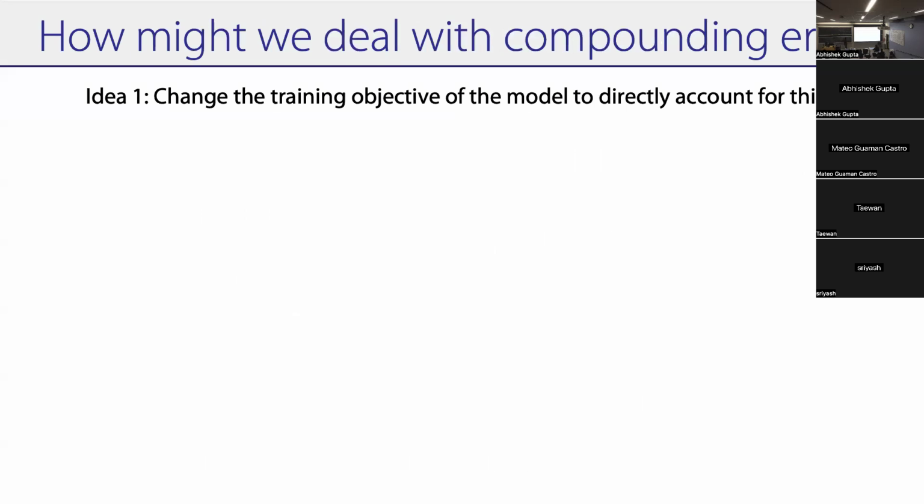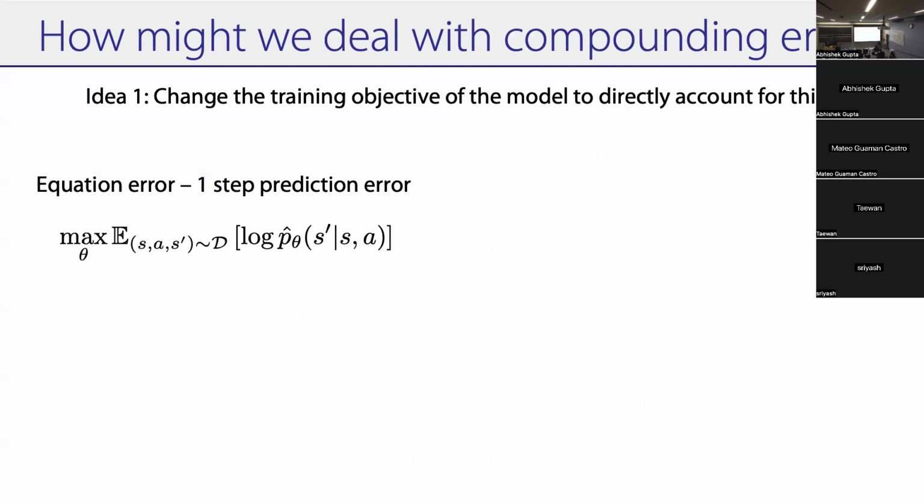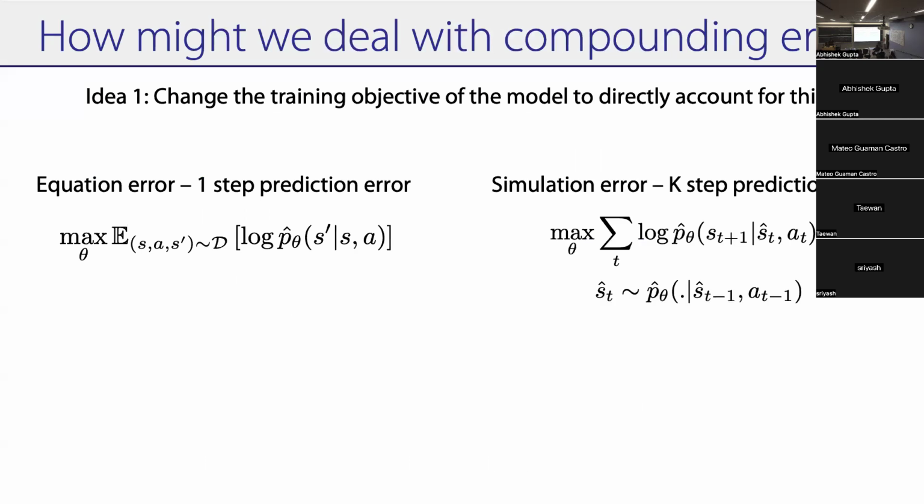Well, one way of doing it is to say, let's change the training objective, right? If we want to optimize for multi-step, then let's train for multi-step. This is a normal maximum likelihood error, where you try to minimize one step prediction error, or maximize likelihood for one step prediction. This is often what you call equation error.